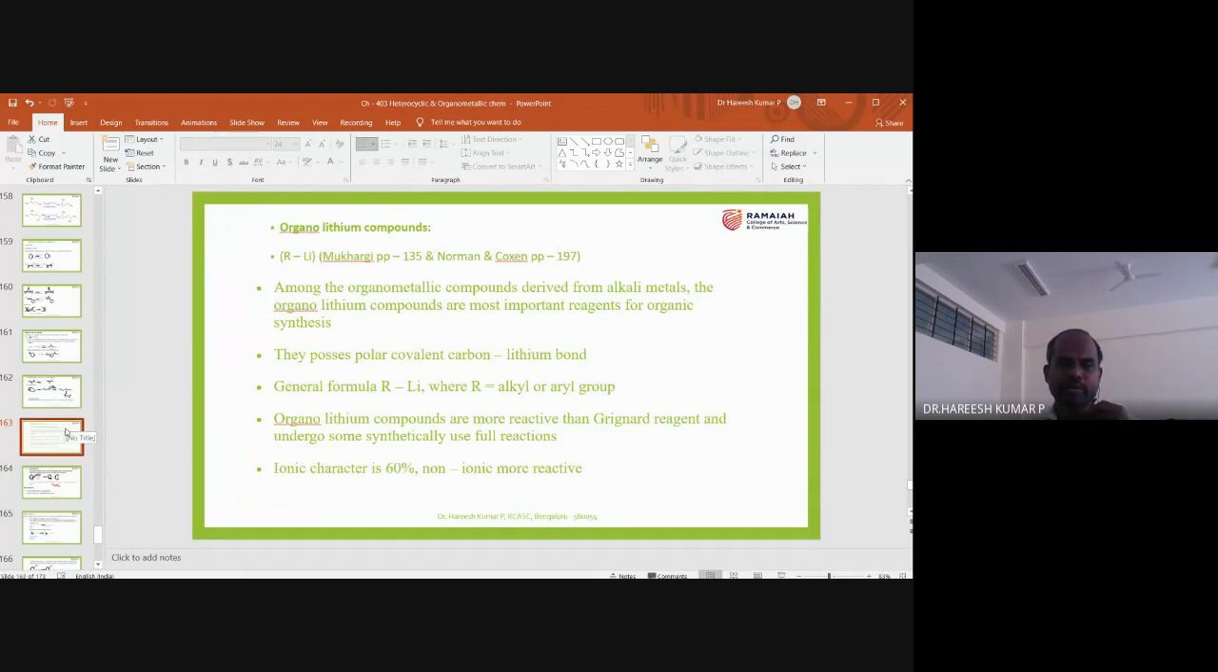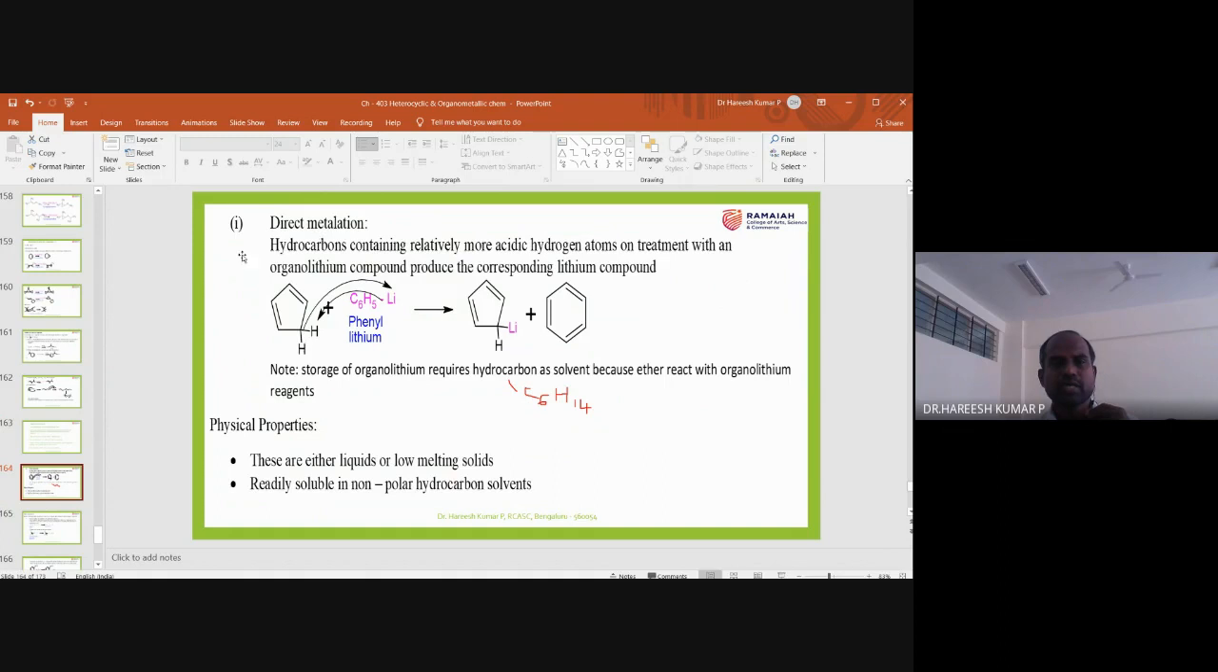It's regarding preparation. This is the direct metallation method of synthesis of organolithium, and two more methods are there. When an alkyl halide is treated with lithium metal, it leads to the formation of organolithium. That is one method of synthesis.